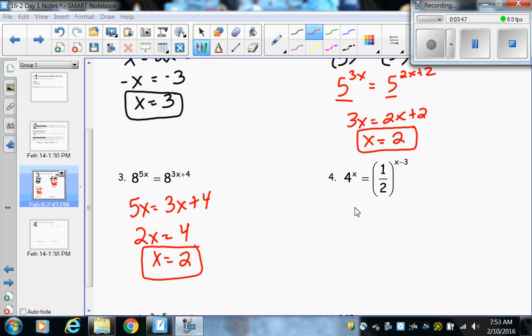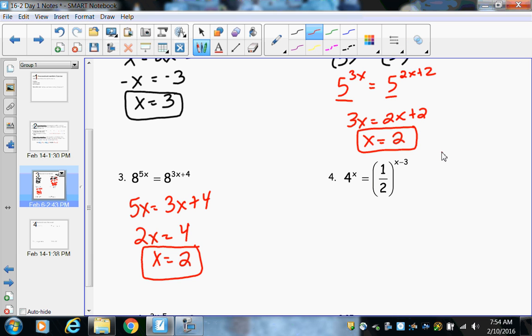Example 4 is a little different, so let's work this one together. If I look at this, the base is 4 on the left side and the base is 1/2 on the right side. So we kind of have to ask ourselves, what is a number that both of these can be raised to a different exponent, but it's still the same base? And if I think about it, 4 is really 2 squared, and 1/2 is really 2 to the negative first. So if you have a fraction, that exponent's probably going to be a negative. So I'm going to rewrite this as 2 squared to the x equals 2 to the -1 to the x minus 3.